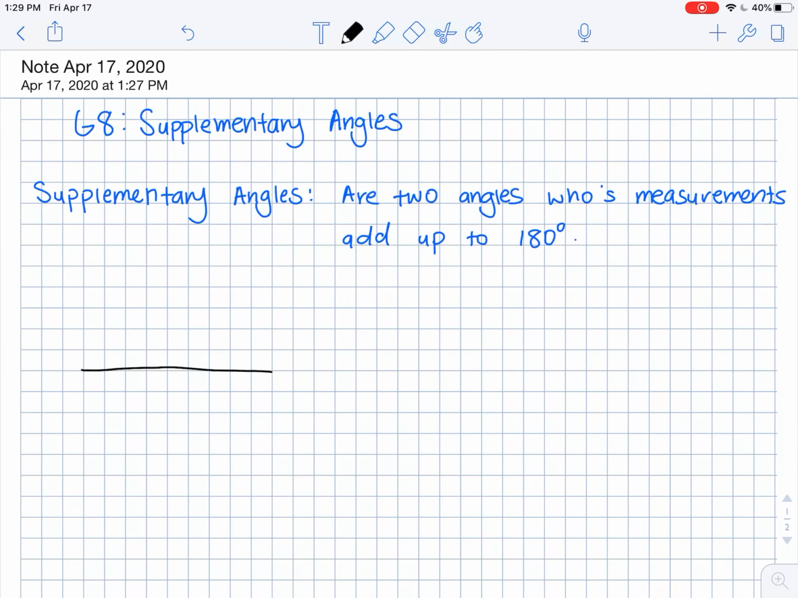We looked at this earlier. If I have two angles, we call this angle A, and we'll call this angle B. Okay, so supplementary angles add up to 180 degrees. We also call this a linear pair. Okay, linear pair, the two angles form this line.